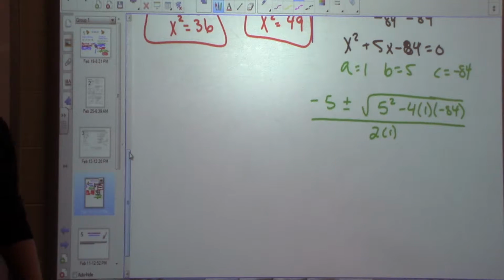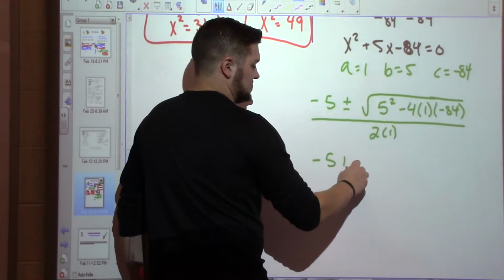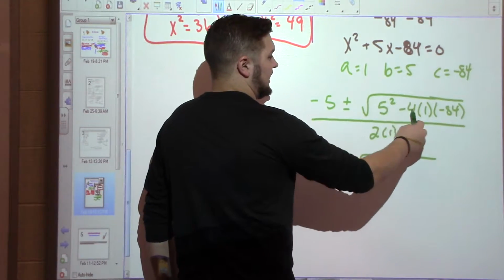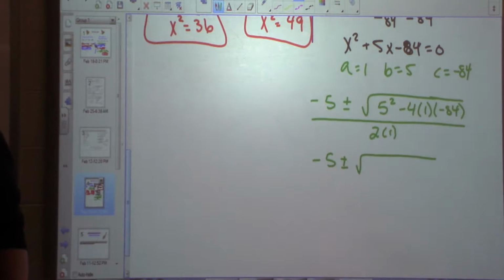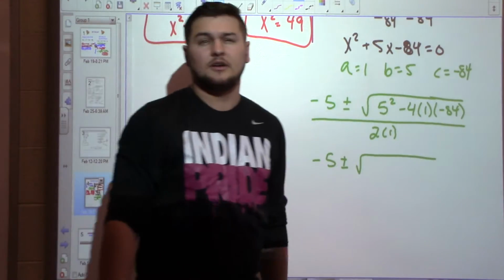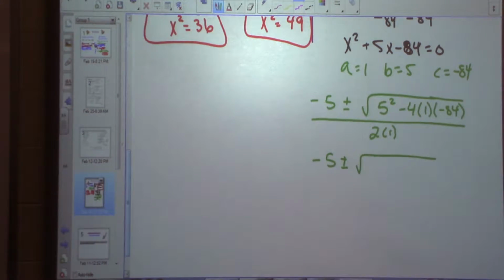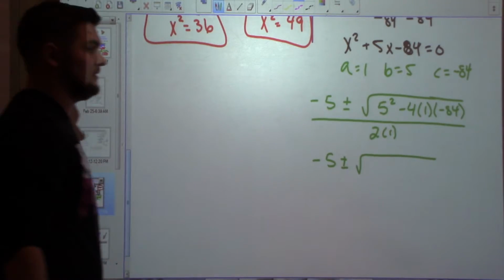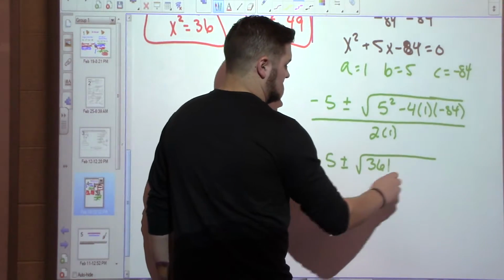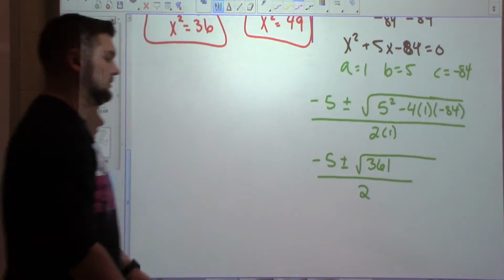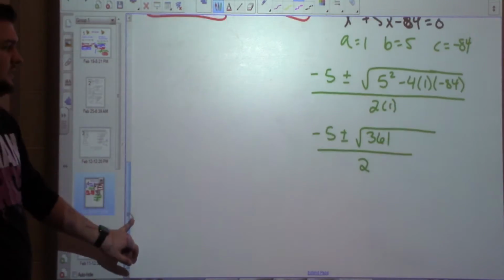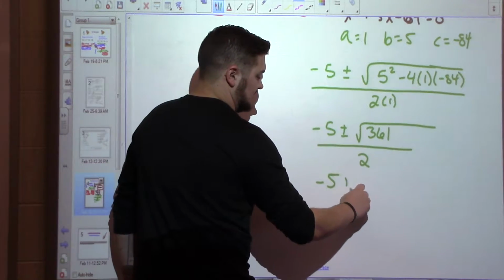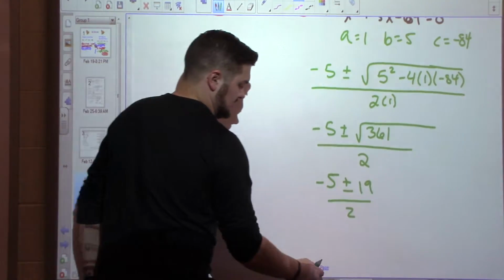Negative b, or negative 5, plus or minus the square root of 25 minus, what did I get underneath that radical there? I didn't work that out. What's 5 squared minus 4 times 1 times negative 84? No one worked that out in their calculator? Because I know we all have our calculators out. 361. Alright, that's 19. Thank you. Over 2. Square root of 361, Mason says, is 19. So, negative 5 plus or minus 19 over 2.